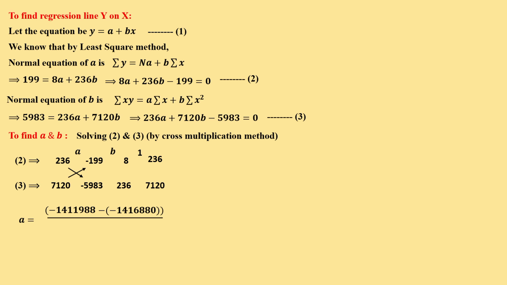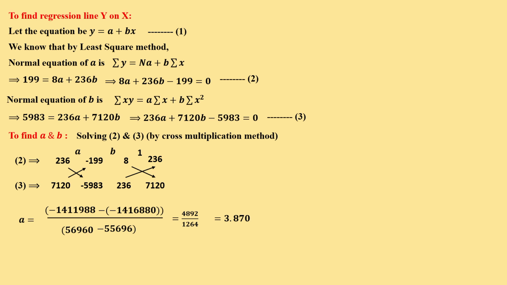The numbers under 1. So same thing you have to do, cross multiply 8 into 7120, write the number. Then minus 236 into 236. You have to put minus whenever you are doing the reverse multiplication, right? 236 into 236 minus 55696. After simplification you will get 3.870, right?